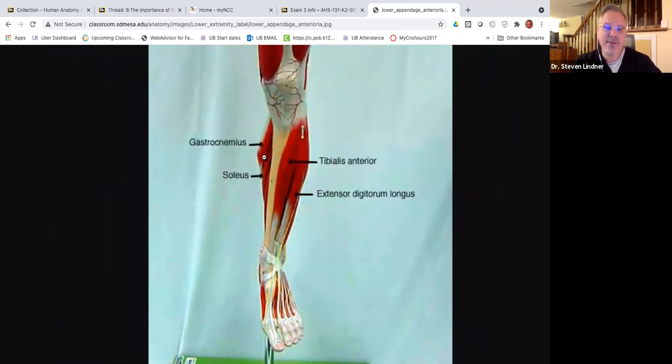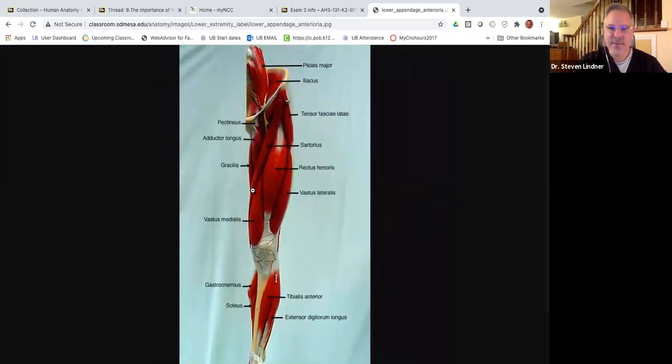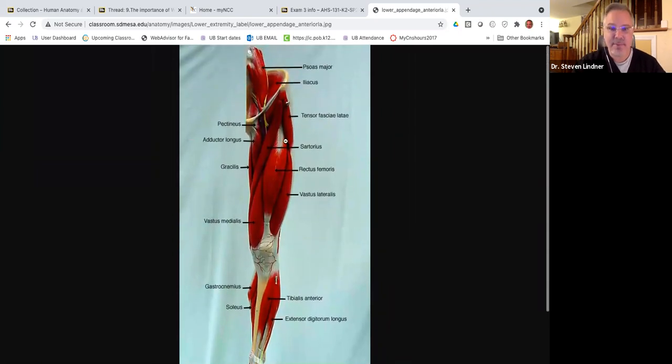On the posterior side, right, here's the great toe, and we can see a little bit on the medial aspect these two muscles of the posterior compartment called the gastrocnemius and the soleus. We'll take a closer look at them when we're looking at the leg from the posterior view. So this is more of a superficial view of the entire lower extremity from the front and what we can see.